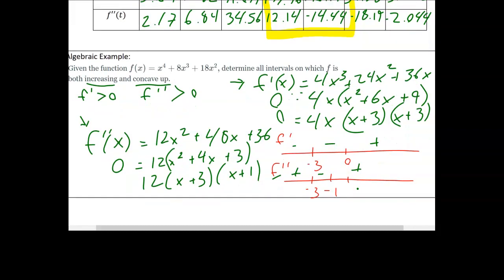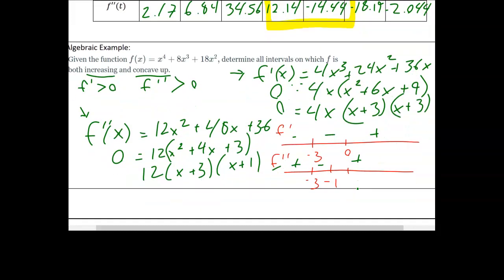Now, my last step is to just think what I've been asked, right? I want increasing and concave up. That's why I annotated this. So I want my positive second derivative and my positive first derivative. Well, I know my increasing interval is from 0 to infinity, and that's based on my first derivative. My concave up intervals, well, I have 2, right? But the one I only care about is to the left of -1.